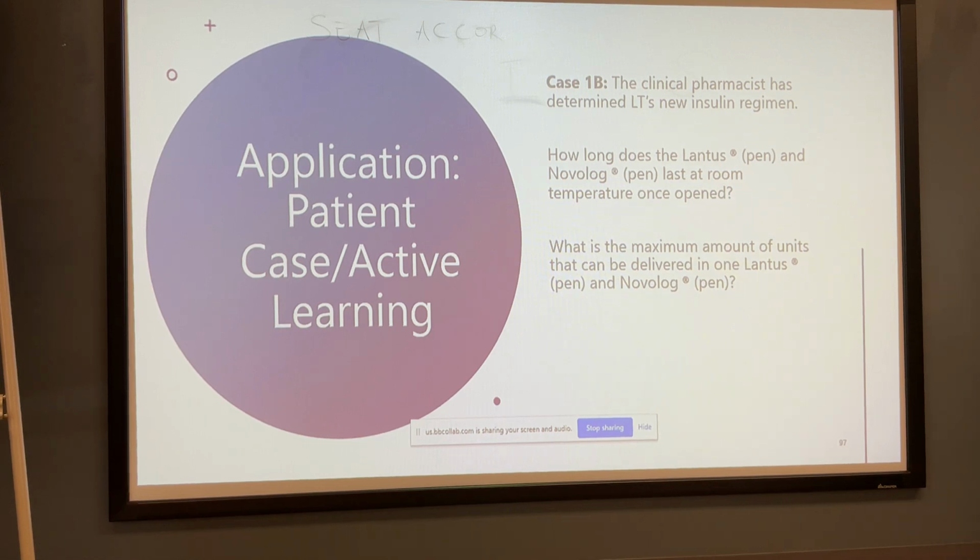First question. We're going to use our cheat sheet. 28 days for both? One was 56, one was 28. No, only 42 for something. Okay, hold on. Let's start with Lantus. What does the cheat sheet say for the Lantus pen? Lantus is 28 days. Okay. What does the cheat sheet say for the Novolog pen?